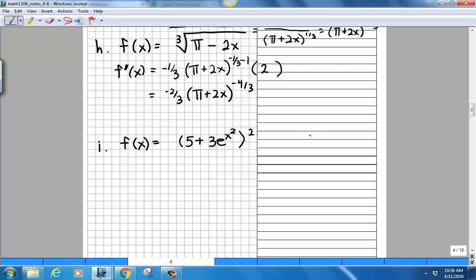So remember, its rate of change was, what did I say, 6e to the x squared? Is that it? Did I do that right? No. 6x e to the x squared, right? So keep that in mind, and let's see if you can find the rate of change here. So for that function f, 5 plus 3e to the x squared, squared, what would its rate of change be?